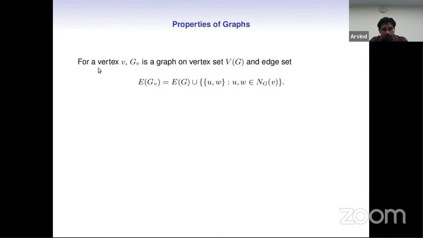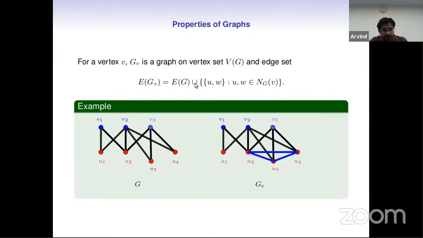For a vertex v of the graph G, we define a new graph G_v on the same vertex set, with edge set E(G_v) equal to the edge set of G union all {u, w}, where u and w are in the neighborhood of v. For example, if G is this graph and we choose v equal to v3, then the neighbors of v3 are u2, u3, and u4. So G_v will be this. We have created new edges {u2, u3}, {u2, u4}, and {u3, u4} in this graph.